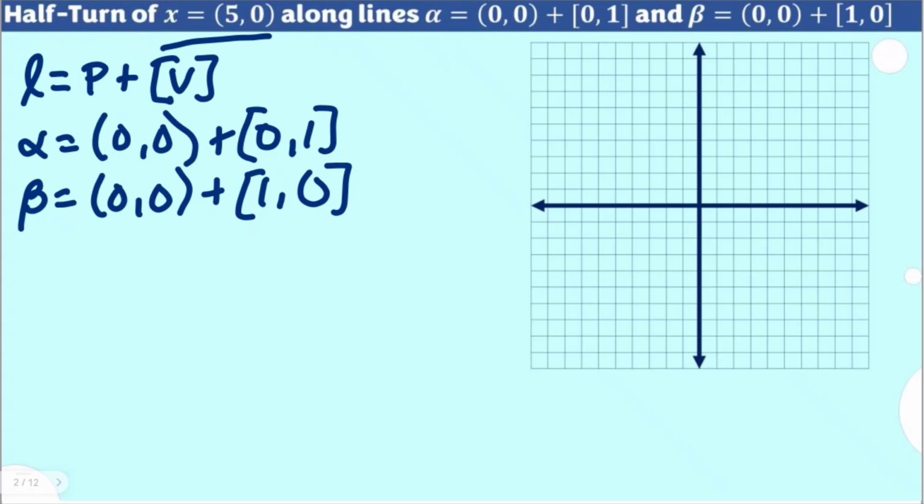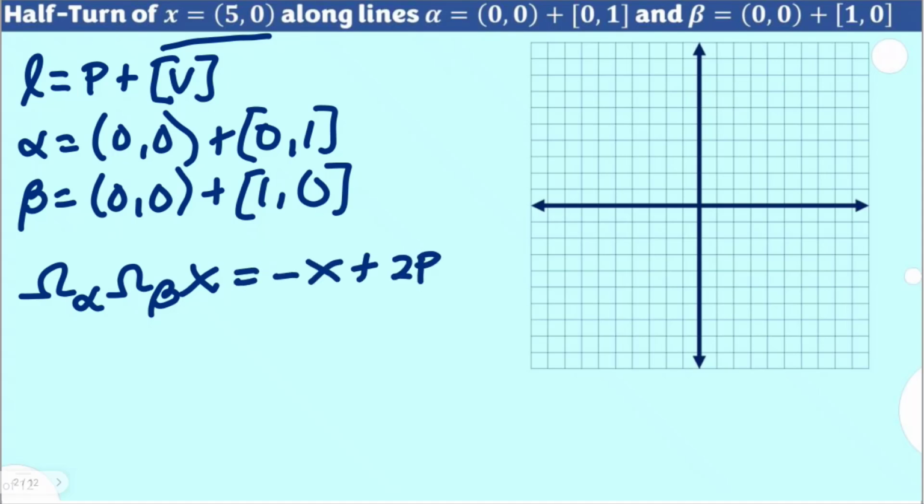So what we need to do here is to locate P, because the formula for the half turn, as indicated in any of those two lines, for X is identified as minus X plus 2P. P is the point of intersection of the lines. By the way, (5, 0) is actually located here: 1, 2, 3, 4, 5. This is our point X at (5, 0).